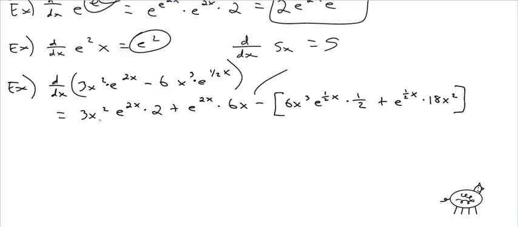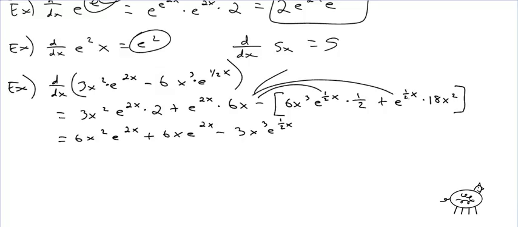And for the first part, of course, it's multiplication, so it's going to give me 6x squared e to the 2x, plus 6x e to the 2x. And then it's going to be minus 3, right, 1/2 times 6 is 3, x cubed e to the 1/2 x. And then again, that negative goes to both terms, so it's minus 18x squared e to the 1/2 x.